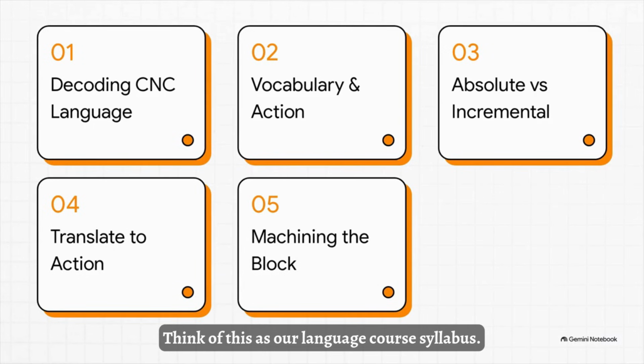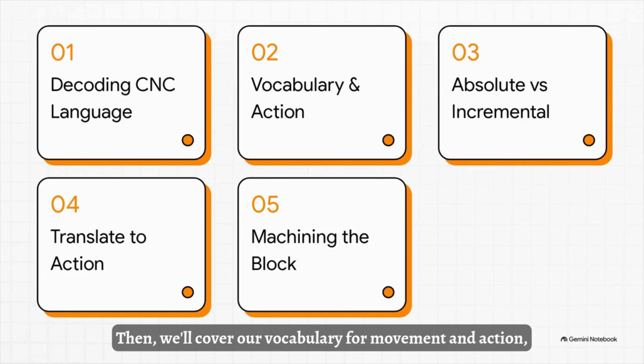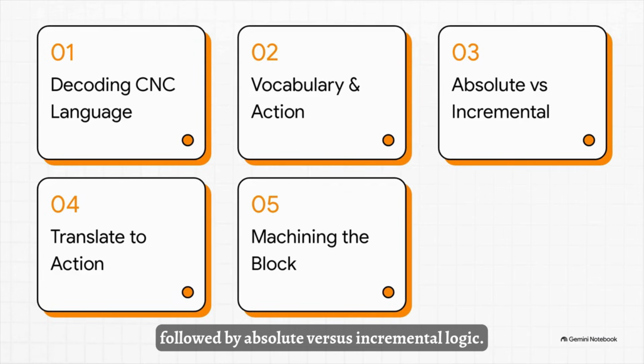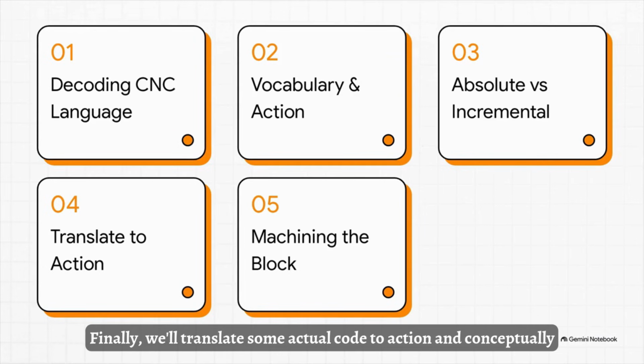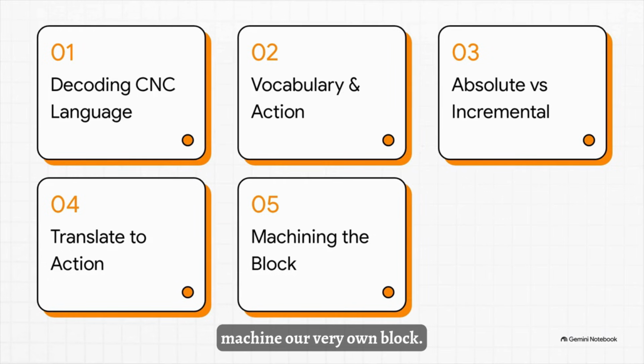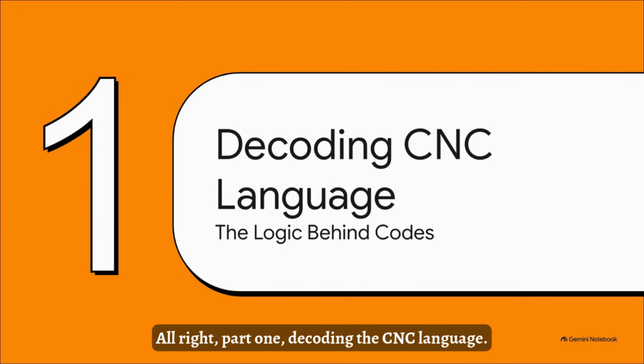Think of this as our language course syllabus. First, we'll decode the CNC language basics. Then, we'll cover our vocabulary for movement and action, followed by absolute versus incremental logic. Finally, we'll translate some actual code to action and conceptually machine our very own block. All right, part 1, decoding the CNC language.